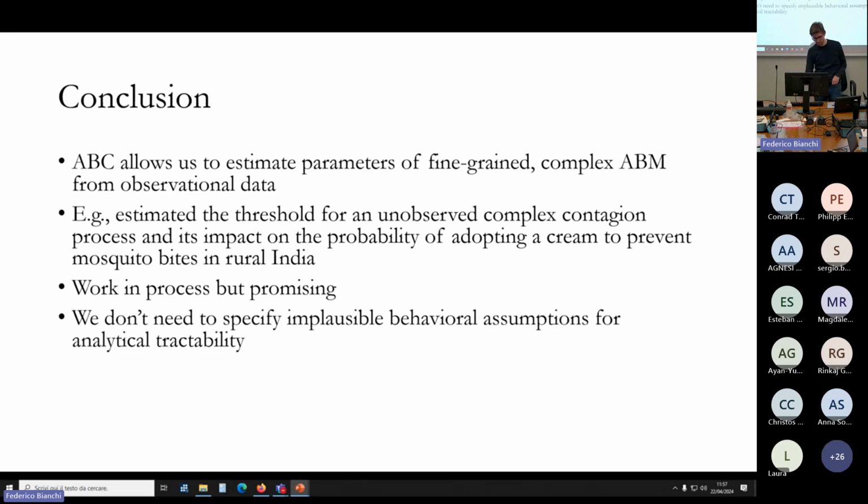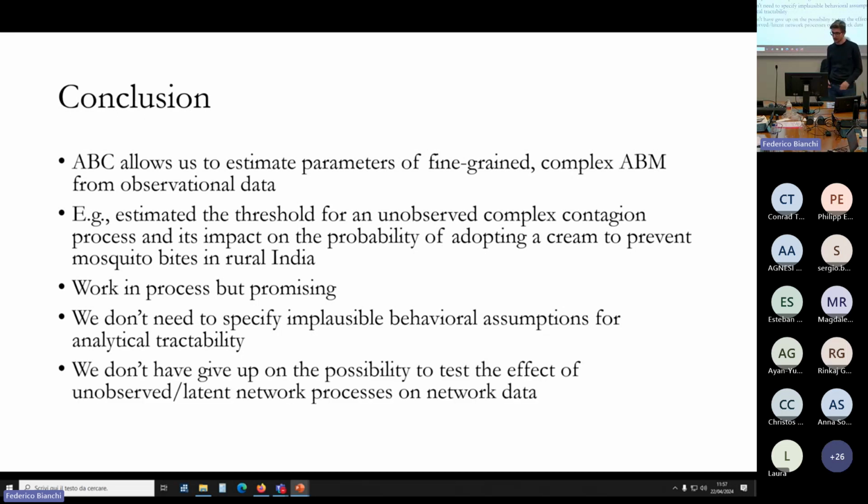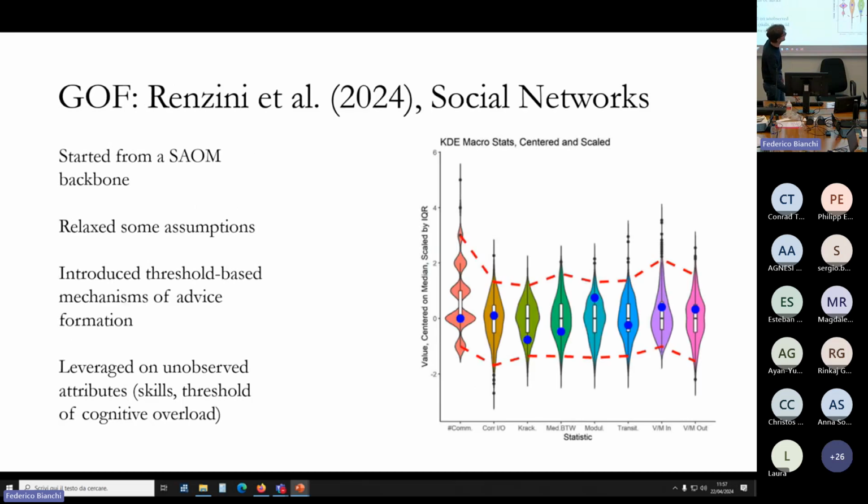In particular, I think that it is promising because we don't need to specify necessarily implausible behavioral assumptions for analytical tractability of our agent-based model, to then be fitted to any type of data that we wish, in this case, network data. And we don't have to give up on the possibility to test the effect of unobserved latent network processes on network data. This is an example of how you can have a goodness of fit test of an agent-based model on empirical data.